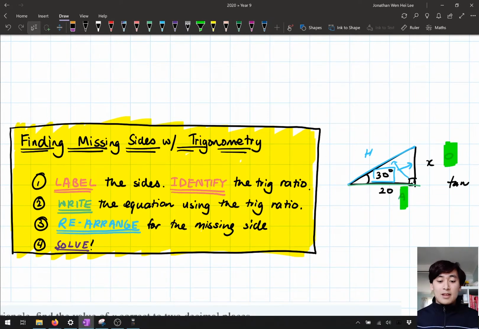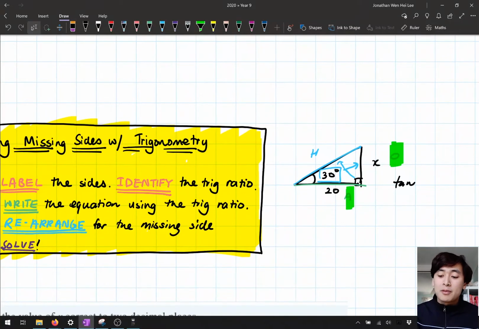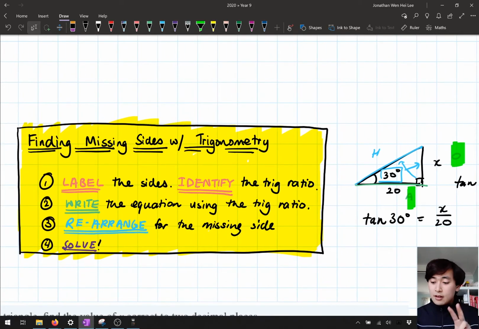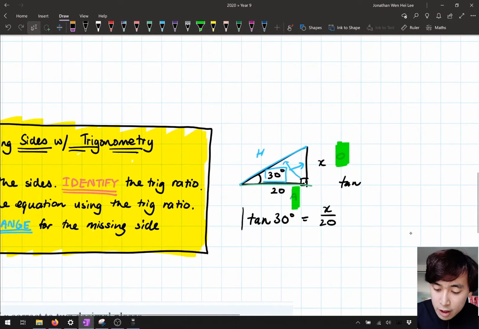The second step is then to write the equation using the trig ratio. What you want to do is write an equation that relates all 3 of these things. So my tan, my opposite, my adjacent, and also actually my 4 things, my 30 degrees. So here I'm going to write tan 30 degrees because that is my angle. Inside tan, sine, cos, tan, I need to put in the angle. So here that's 30 degrees. Tan 30 degrees is just O over A, so opposite over adjacent, so x over 20. So that's how I write the equation. So this is the equation for step 2.